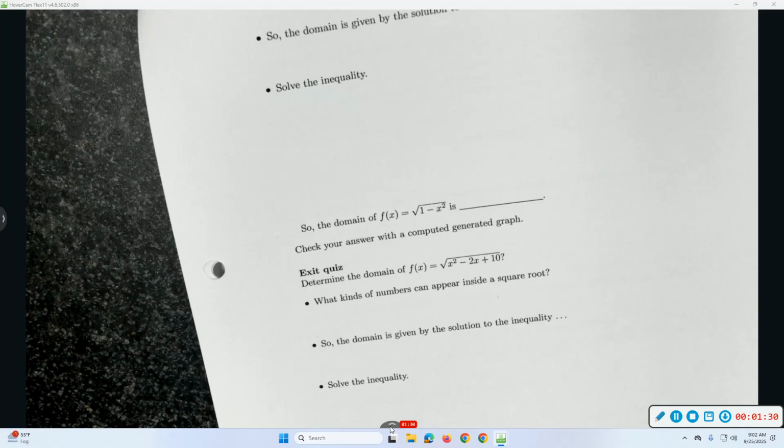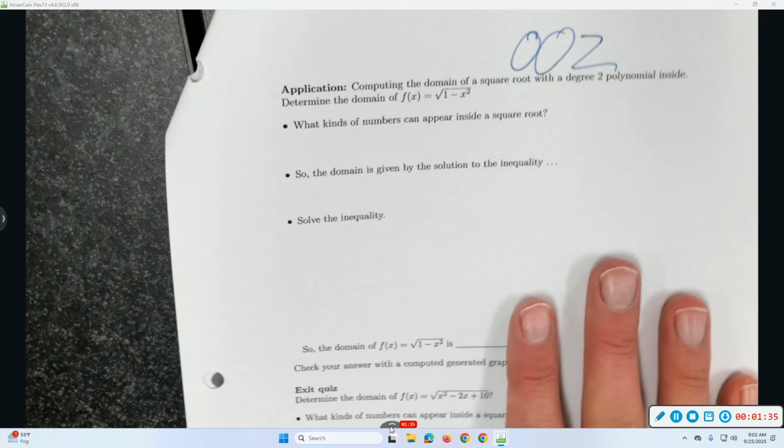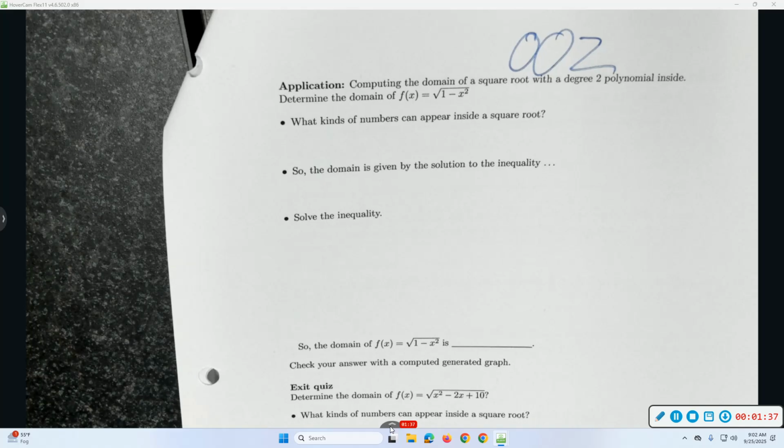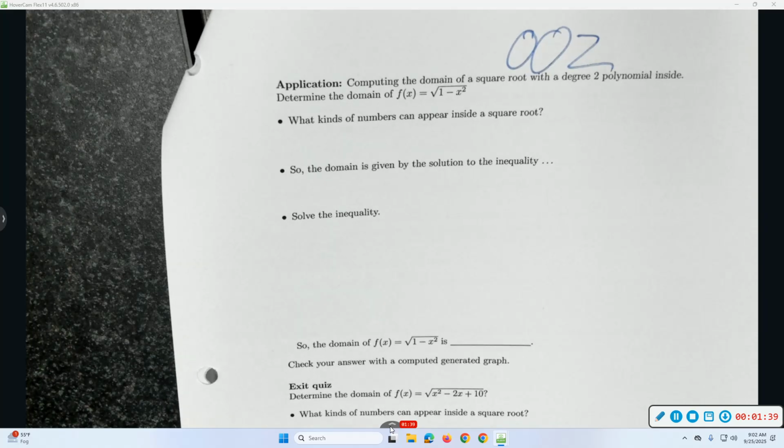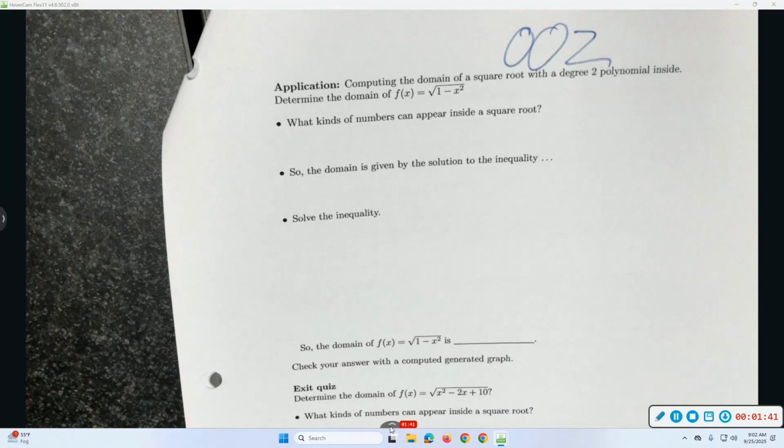I want to think about domains, domains of functions involving square roots in particular. So here is one: f of x equals square root of 1 minus x squared. And we'll double check with the graph at the end.